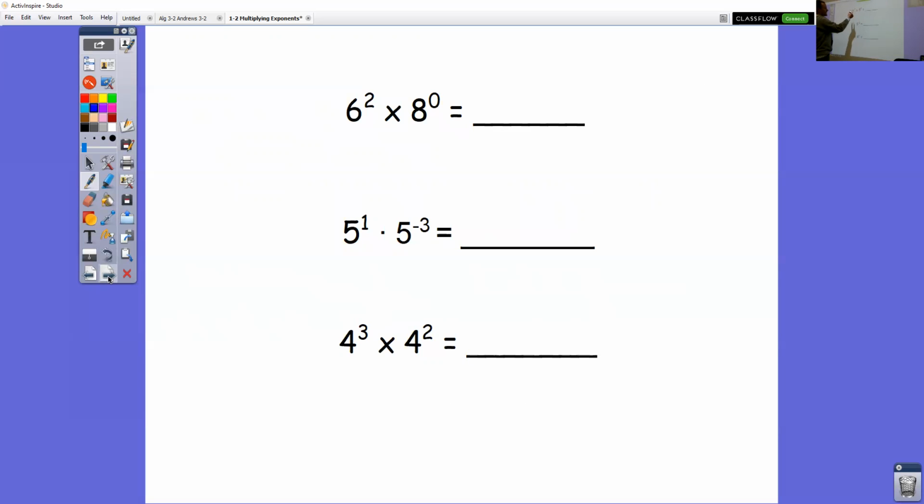6 squared times 8 to the 0. They have different bases, so all that you're going to do is type it right into the calculator. When you type it into the calculator, you should get an answer of 36.